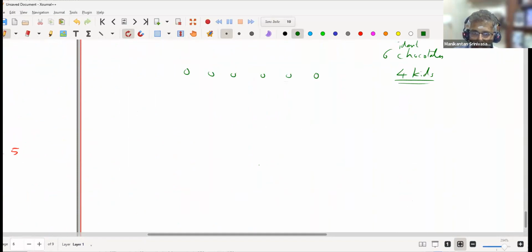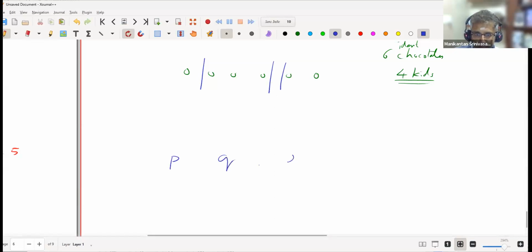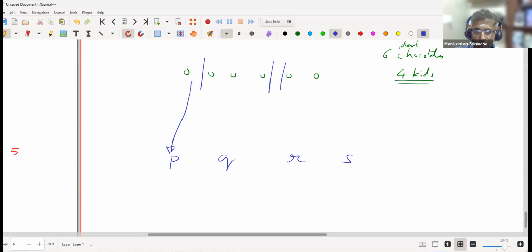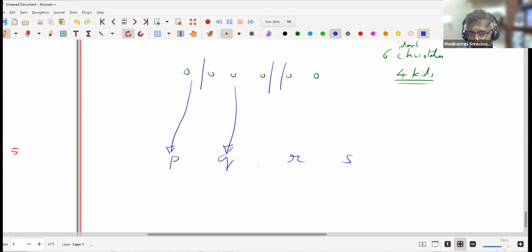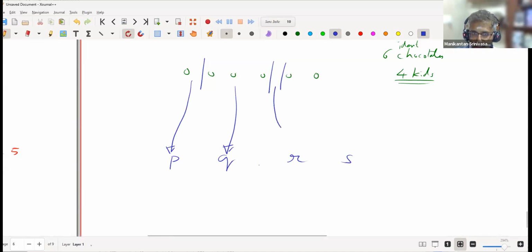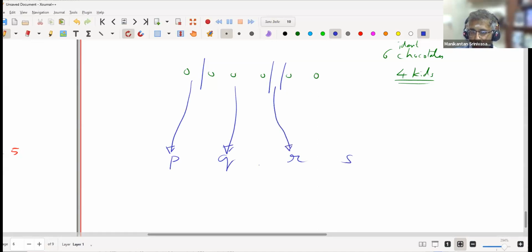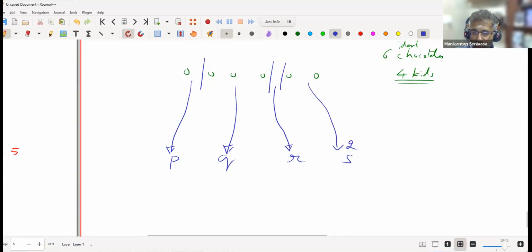So you essentially have to insert 3 partitions. So I can insert a first partition here, a second partition here, a third partition here. What does this mean? So the four kids are P, Q, R, and S, let's say. So P comes, anything to the left of the first partition is his. So he gets 1 chocolate. Anything between the 2 is Q's. Q gets 3. Anything here is R. R gets 0. And this guy gets 2. So this is how you're dividing up the chocolates.